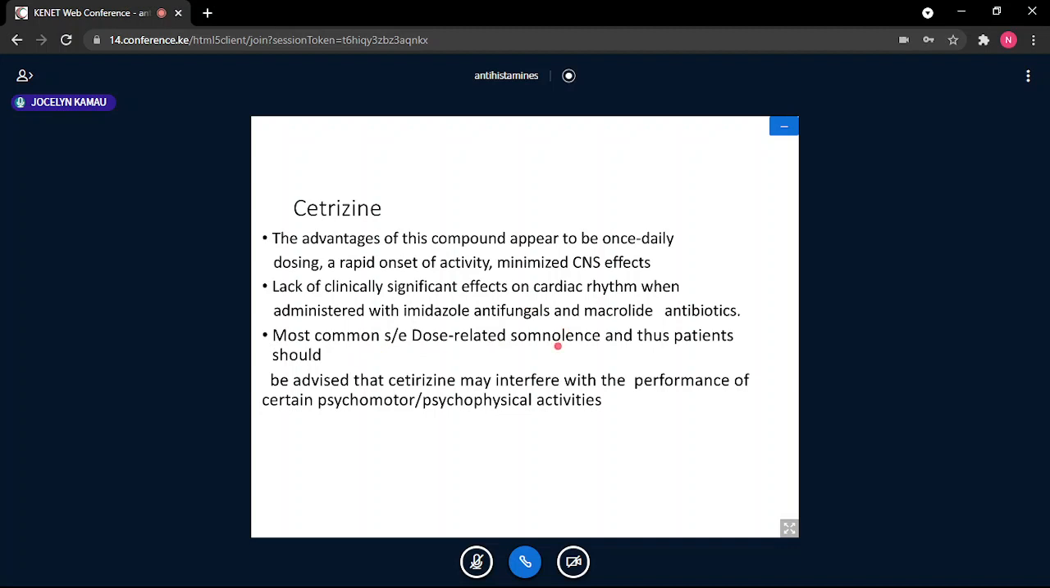The most common side effect is somnolence, where you feel lethargic in some of the patients, and therefore you are advised. It may interfere with the performance of certain psychomotor and psychophysical activities, and more often than not, you are advised not to drive, or advised to take it at night, so that in the morning the effects have worn out a bit. And of course also be careful of the activities you are involved in.